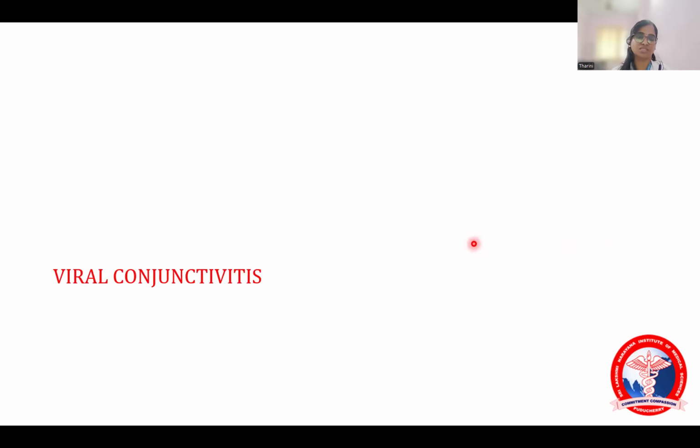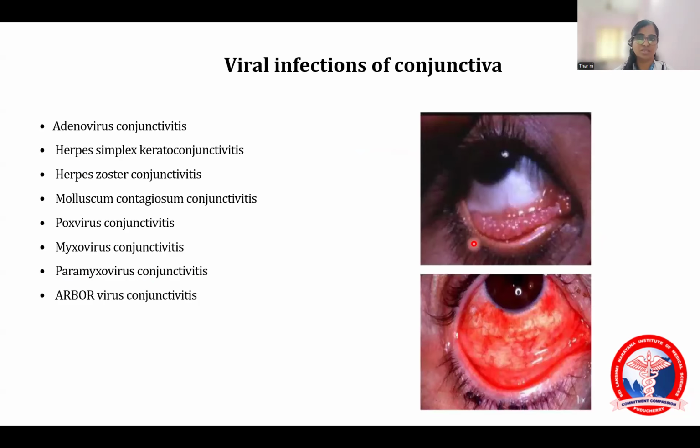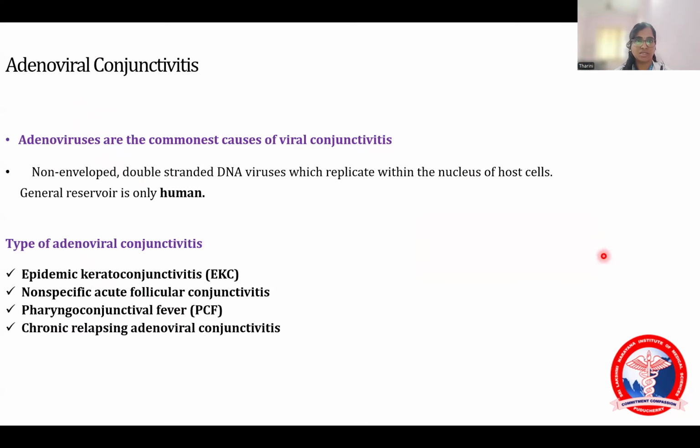So coming to viral conjunctivitis. Viral conjunctivitis can be caused by adenovirus, herpes simplex, herpes zoster, molluscum contagiosum, pox virus, myxovirus, paramyxovirus, and arbovirus. Adenoviral conjunctivitis is the commonest cause of viral conjunctivitis. Adenovirus is a non-enveloped double-stranded DNA virus which replicates within the nucleus of the host cells. The general reservoir is only human.